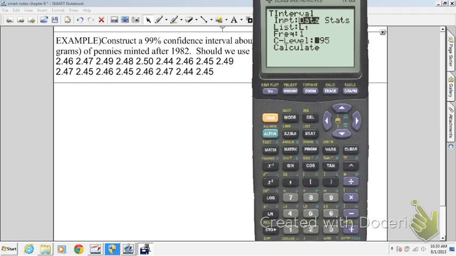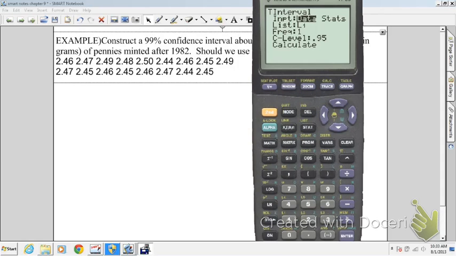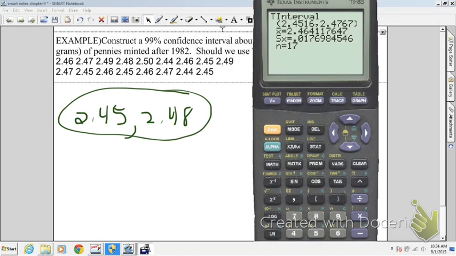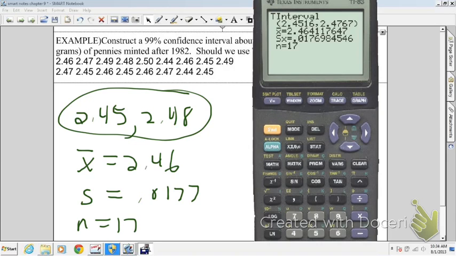And then tell it your desired confidence level. So here it said construct a 99% confidence interval. So I would have to key in 0.99. Hit calculate. And it's thinking. Let me stretch this for you. You can see it. Okay, so it reports back the interval, 2.45, comma, 2.48, rounding. And it tells you the sample mean, x bar is 2.46, the sample standard deviation, 0.0177 about, and the sample size is 17, okay?